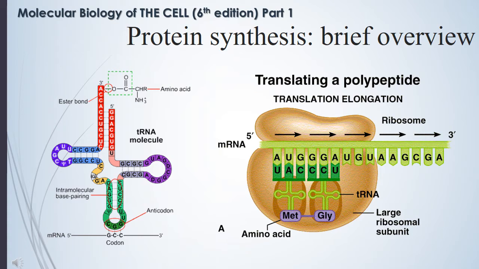So here is what it looks like. On the left, we have a general image of transfer RNA. As you can see, it has several loops. It has the anticodon on the bottom, and the linear structure is the messenger RNA with the codon. And on the top of the transfer RNA, as you can see, is an amino acid.